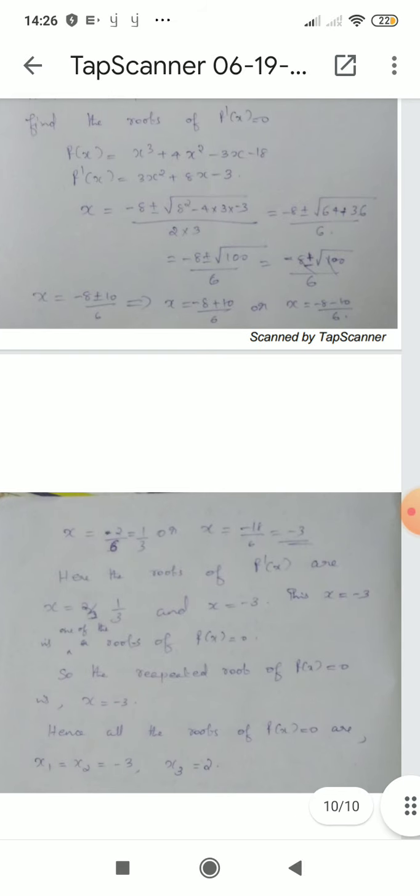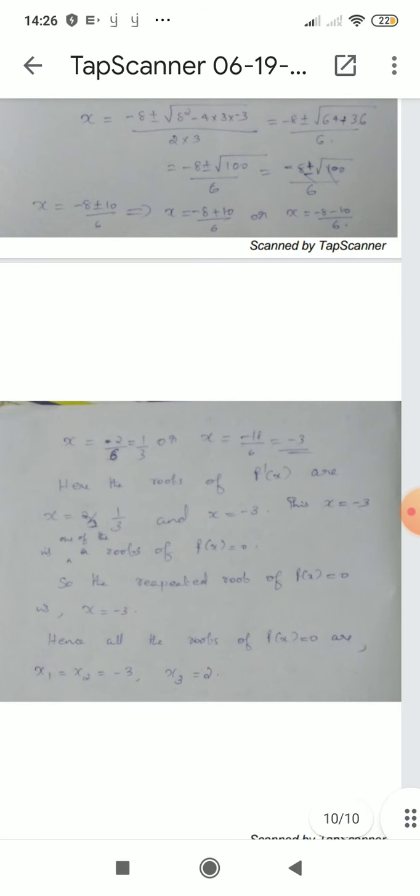So all the roots of f of x is equal to 0 are what? Minus 3, 2. That is, two roots are repeating, and those are what? Minus 3, and the other root is 2. Okay, this way we can solve the next problem also. Got it? Hope you understand this problem.